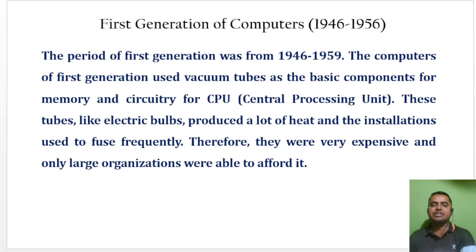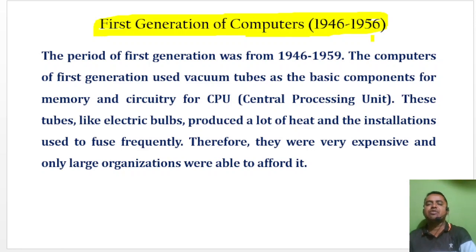Next, first generation. First we are going to learn what the first generation of computer is. The time period of the first generation computer was 1946 to 1956. Remember, for your competitive examination, a direct question may be asked: what is the time duration of the first generation computer? It is 1946 to 1956. Remember this one. The time period of first generation computers is from 1946 to 1956.